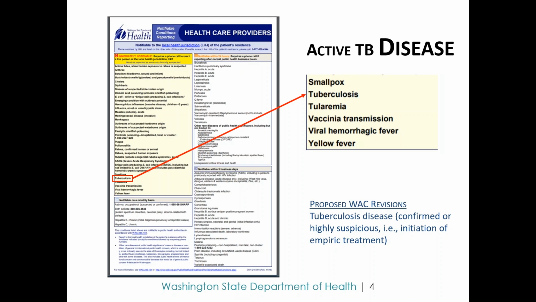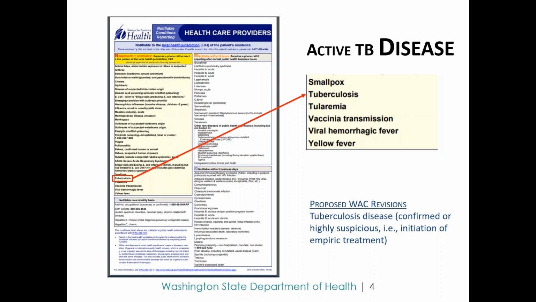So this actually is the healthcare providers notifiable conditions list. This is posted on the state of Washington's website, and I've highlighted tuberculosis there. This is the current form. We're actually in a process of revision right now. We expect changes at late 2020. We expect a few changes to these.